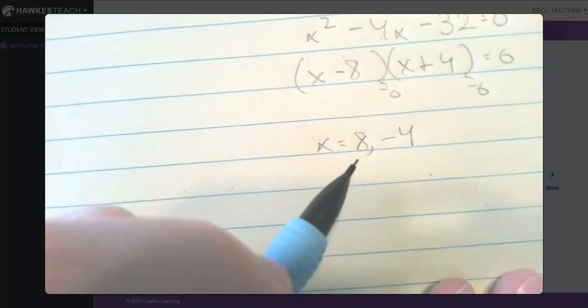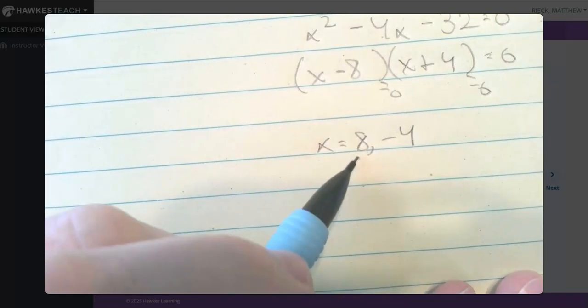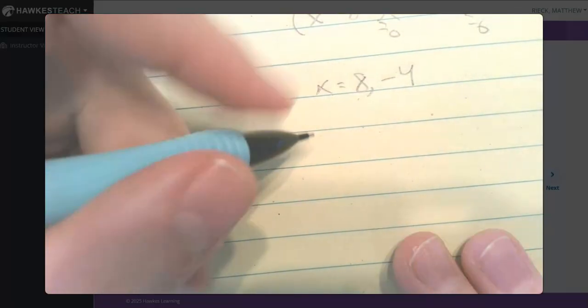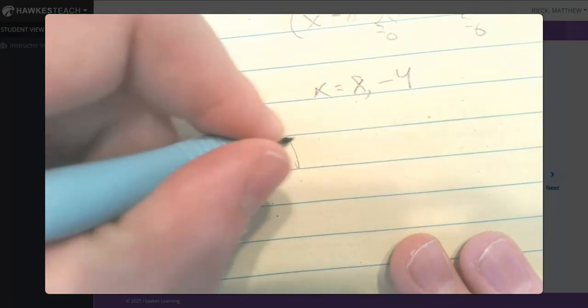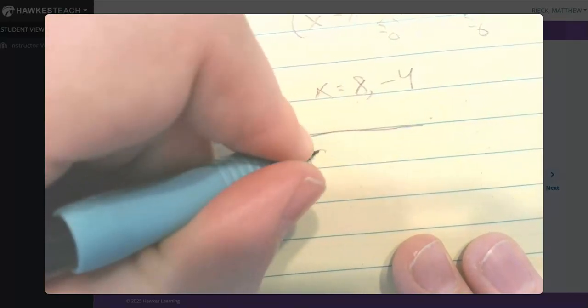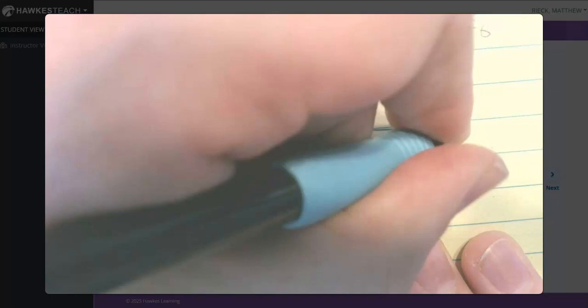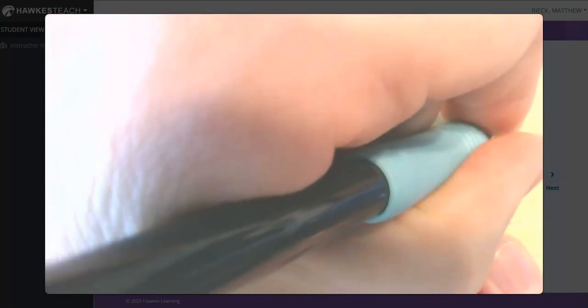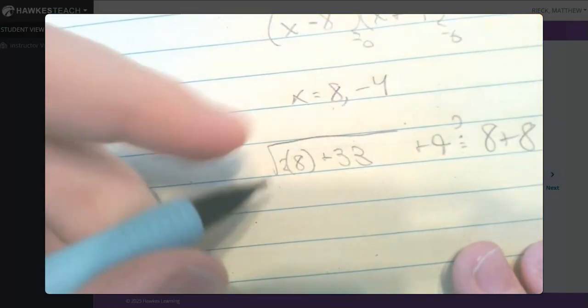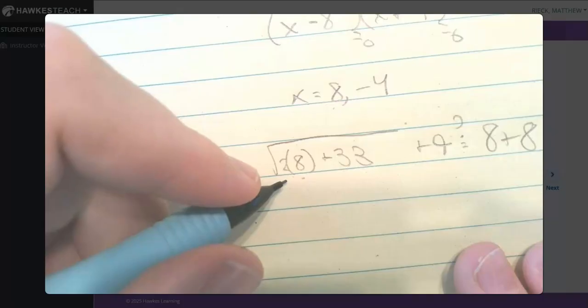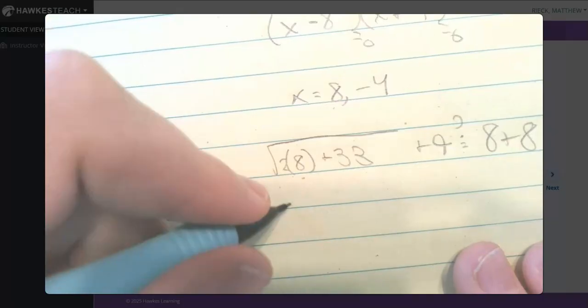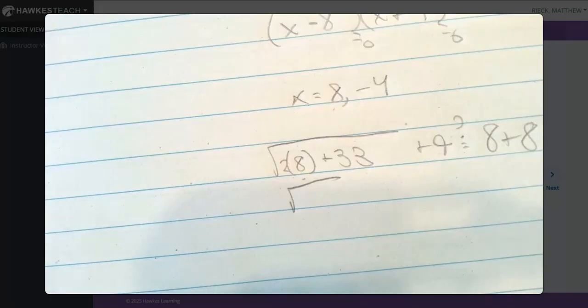Alright. So yeah, in these questions, it is important that you go back and make sure that they work within the original equation. So if we plug in 8 here, we have 2 times 8 plus 33 plus 9 equals 8 plus 8. Alright, so 2 times 8, that's going to be 16, plus 33 is 49.